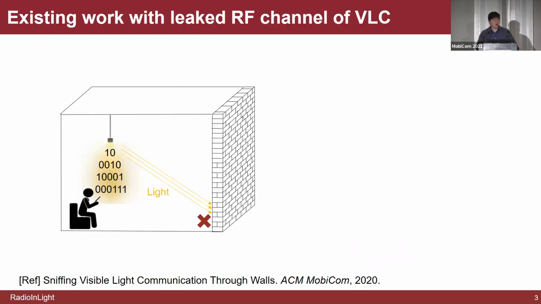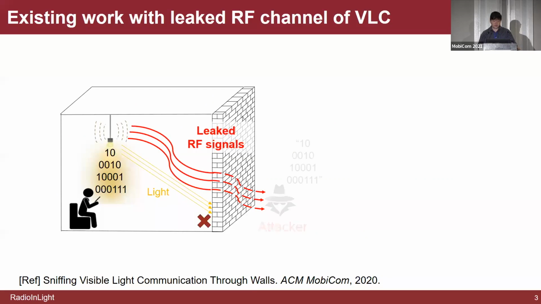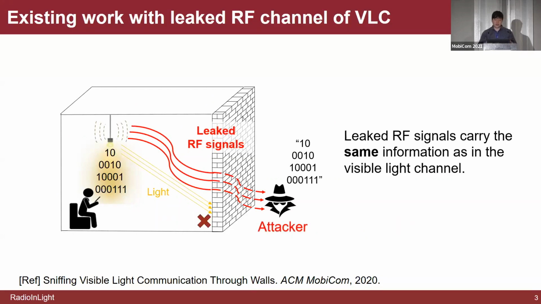The existing work utilizes such leaked signals to conduct sniffing attacks on VLC systems through the walls. The reason why this attack can work is that the leaked RF signals carry the same information as the visible light channel.